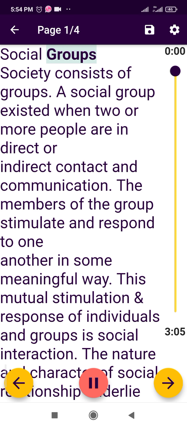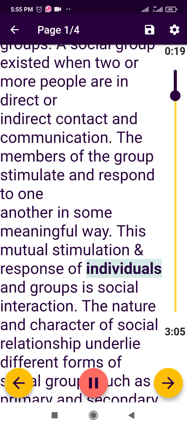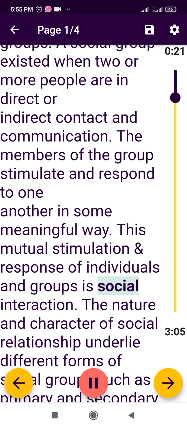Social groups. Society consists of groups. A social group exists when two or more people are in direct or indirect contact and communication. The members of the group stimulate and respond to one another in some meaningful way. This mutual stimulation and response of individuals and groups is social interaction.